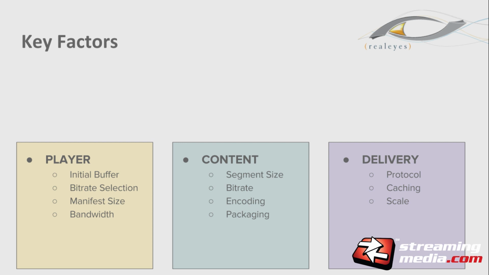Oftentimes we don't realize how much actually happens in just either the delivery, if it's large scale, or even just in the content, the packaging, right? What are the delay factors that happen there? So in the player, we have things like, what's our initial buffer, right? That's going to make a big difference to our startup time. Are we doing initial bitrate selection, or is it automated? What's the manifest size? How much data does it have to process just to get going? And of course, the bandwidth, right? Last mile. No matter what, last mile is going to hurt us or help us one way or another.